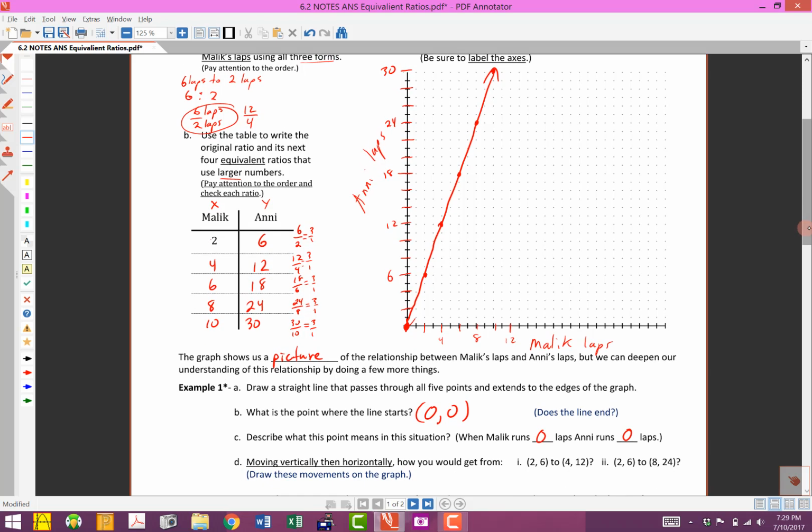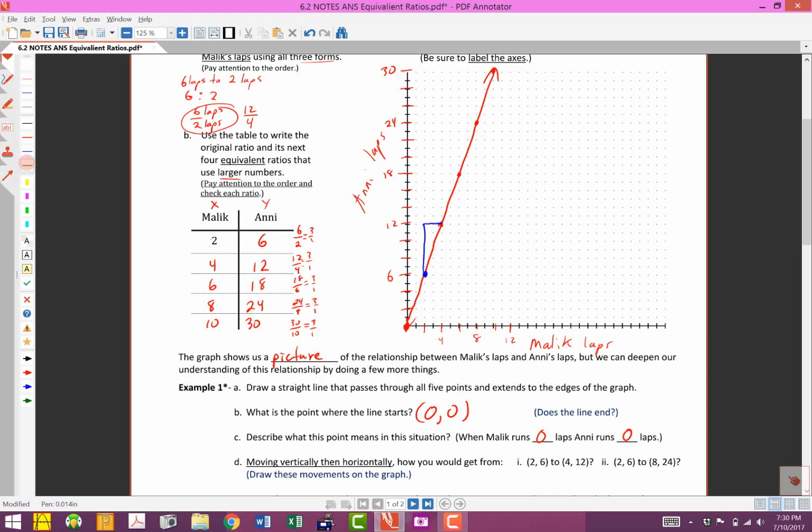Then what it says is, moving horizontally and vertically, how would you get from the point 2, 6 to the point 4, 12? So I'm going to change colors here to do this. So we're going from this point right here. We're going from 2, 6 to 4, 12. So we're going from this one to this one, and it says move vertically then horizontally. So we would have to go up, and then we would have to go over. And then it says from 2, 6 to 8, 24.